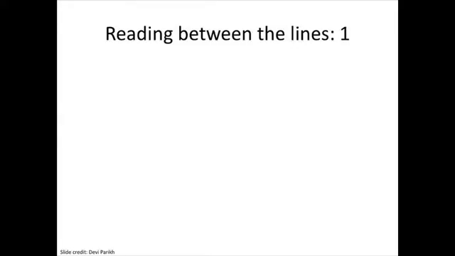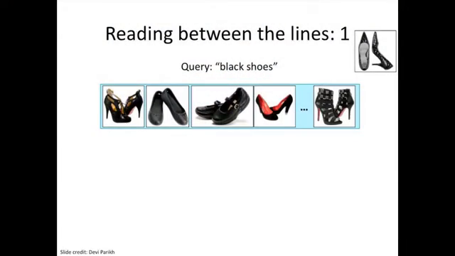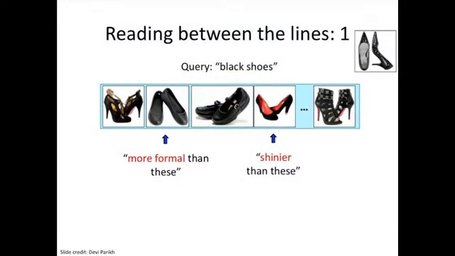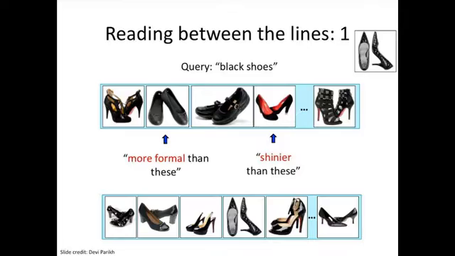Let's say this is the pair of shoes that you're looking for. You query black shoes. You might get images that look something like this. None of these are quite what you had in mind. And so what I described earlier is you might click on a shoe and say, I want something that's shinier, or click on another shoe and say, I want something that's more formal. And you hope that you would get results that look like this, right? The shoe that you wanted is in one of the top K results. So now clearly from this feedback, yes, you want something that's more formal. Yes, you want something that's shinier.